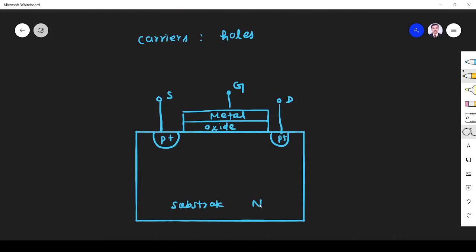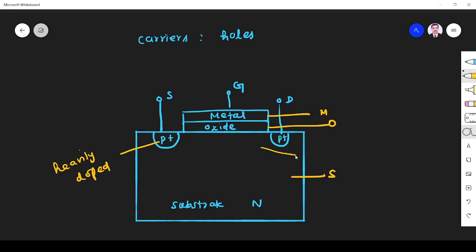We know the substrate should be n, and in the substrate we have two heavily doped p regions. It is p plus, which indicates it is heavily doped p region. From that we take two terminals. One terminal is called source, another terminal is called drain. Right. So as usual in MOSFET, metal oxide semiconductor.